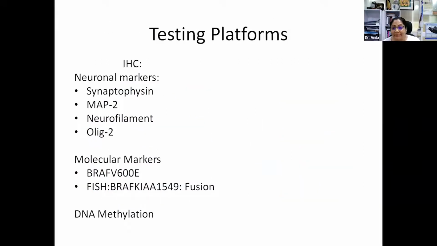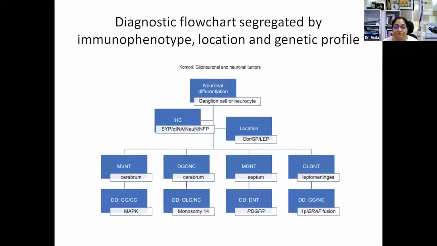Now, what are the testing platforms for these? By IHC, you can use synaptophysin, MAP2, neurofilament, OLIG2 and, of course, GFAP. These are the common IHC markers one can have in the lab to identify these tumors. The molecular markers are BRAF V600E, be it by IHC or by PCR, or FISH for KIAA1549 fusion. And DNA methylation is the one which characterizes all these tumors.